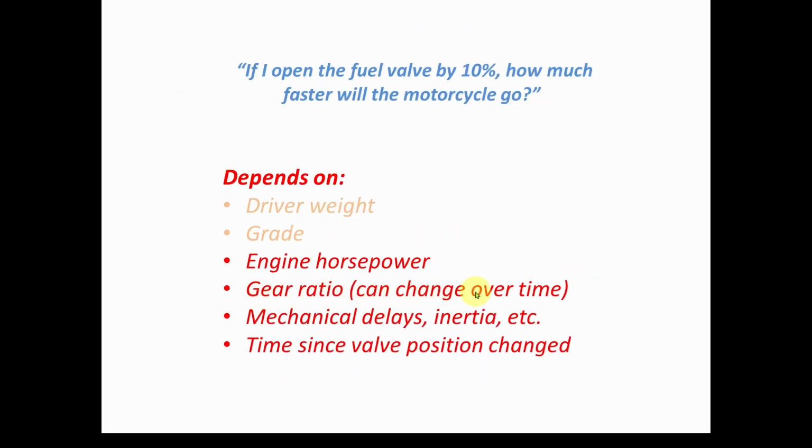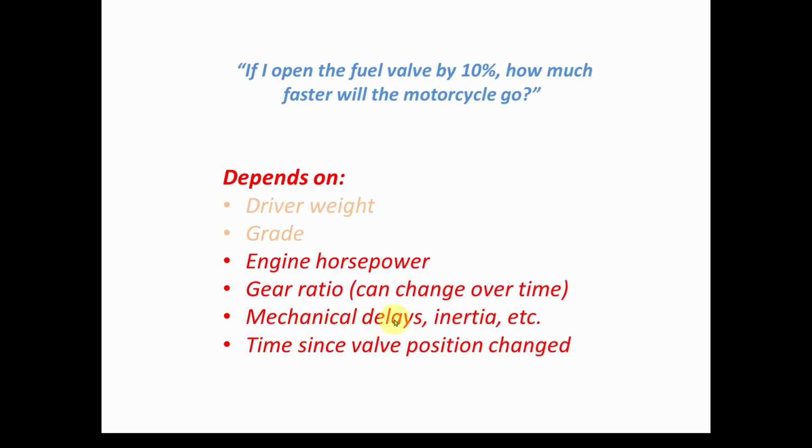Also, the gear ratio. If you've ever driven a motorcycle or a bicycle with a gear changer, you know that as you change the gear ratio, the acceleration and the speed can change. So that's another factor you have to consider for the particular motorcycle you're going to model. Also, mechanical delays and inertia. If it's a really heavy motorcycle and you increase the valve by 10%, it's going to be more difficult to accelerate than a very lightweight motorcycle or a bicycle. It has less inertia and is easier to accelerate.